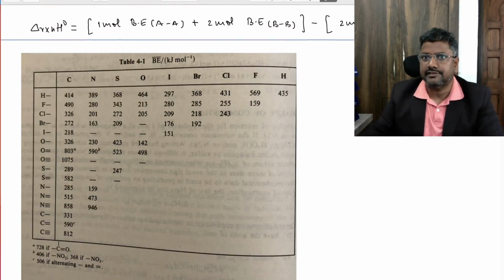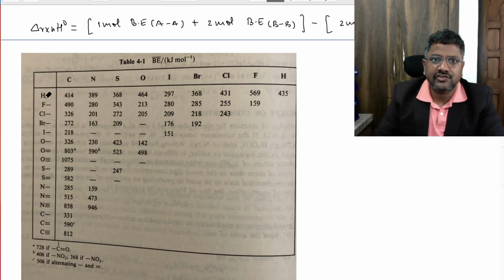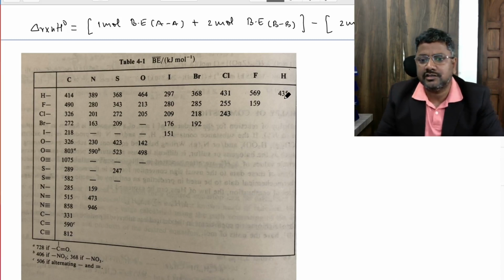So see, this is bond energy data for different bonds. See H, and now see CH bond 414, NH bond, this SH bond. Like if you see here, HH bond 435. So this is the highest bond energy for any homoatomic single bond.